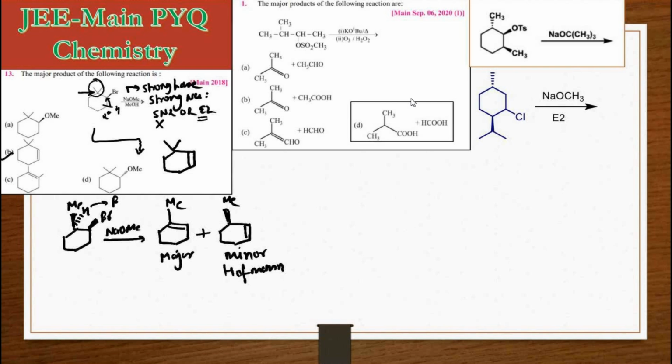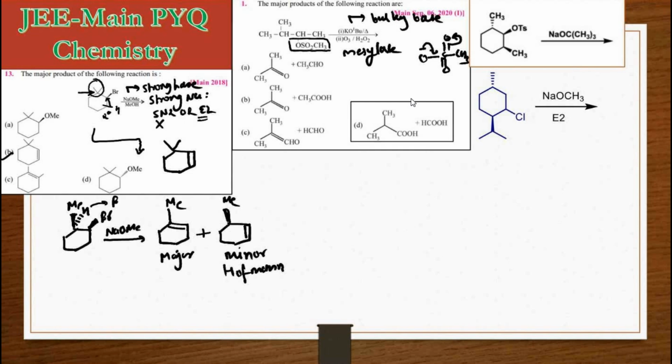Now let's look at the second question. In this question they are using sodium tertiary butoxide, which is a bulky base, and you have the leaving group mesylate. This is called mesylate, and this is a very good leaving group because the negative charge can easily stabilize through resonance. This is the structure, so this negative charge goes here and here, so it is a very good leaving group.